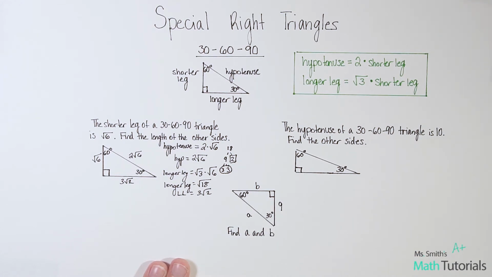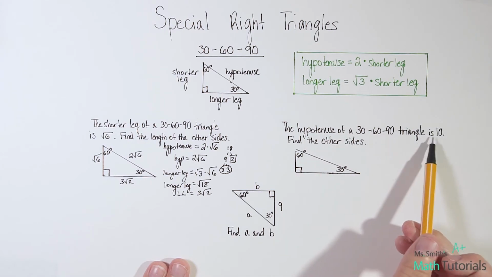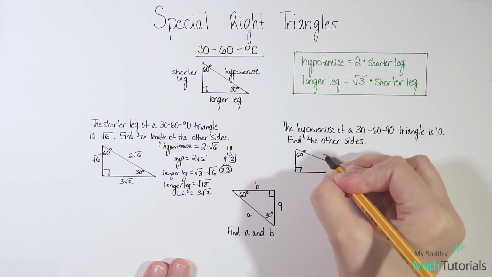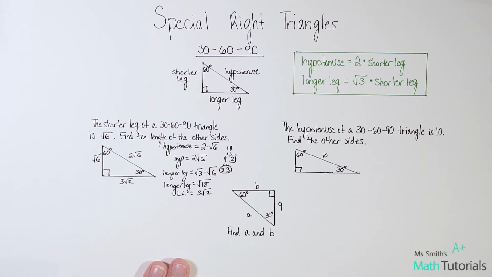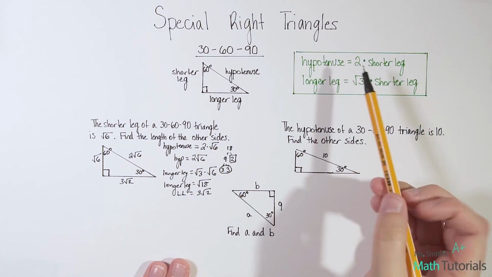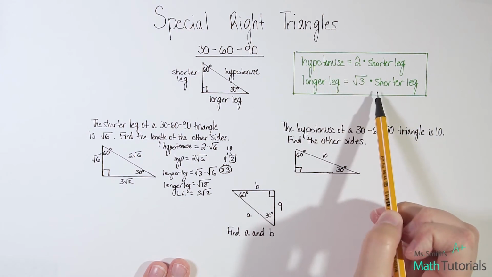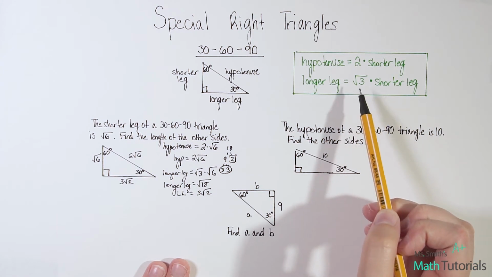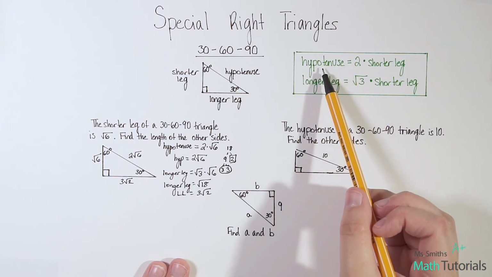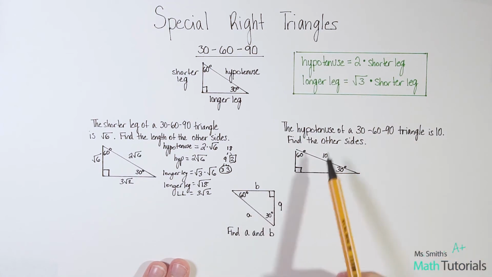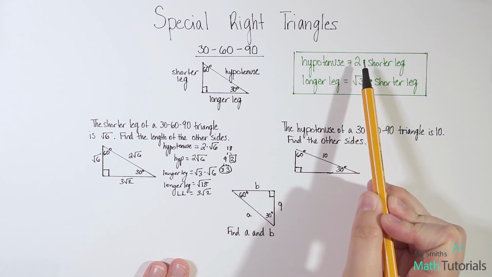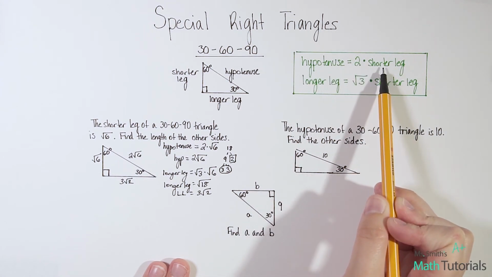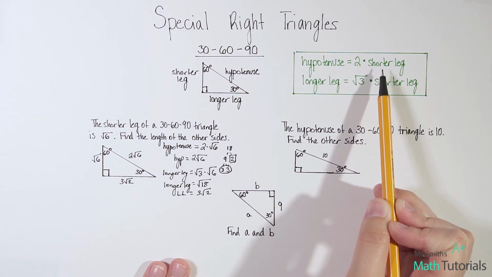Okay, so what do we know? We know the hypotenuse is 10. So let's label the hypotenuse 10. And I need to be able to find the shorter side and the longer side. So looking back at my two rules that you definitely want to memorize if you're doing special right triangles. One, I could start with this rule, the hypotenuse, which I know is 10. So that would be 10 equals 2 times the shorter leg. Okay, I could definitely start with that one.